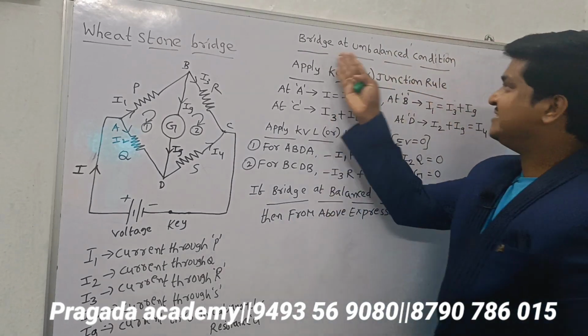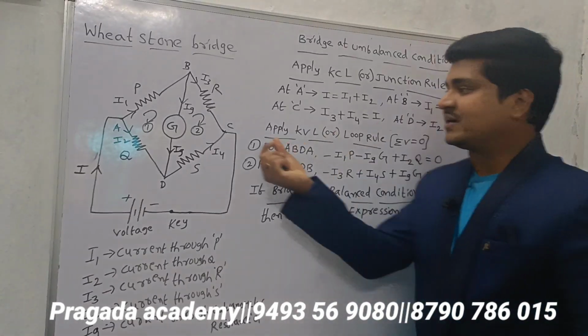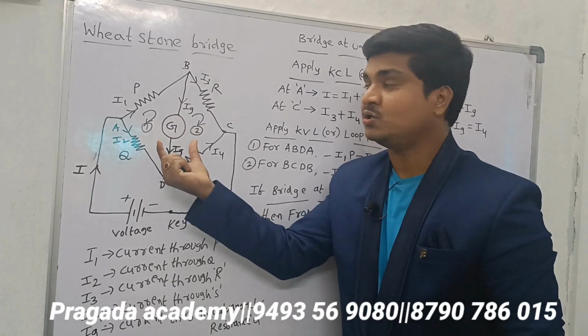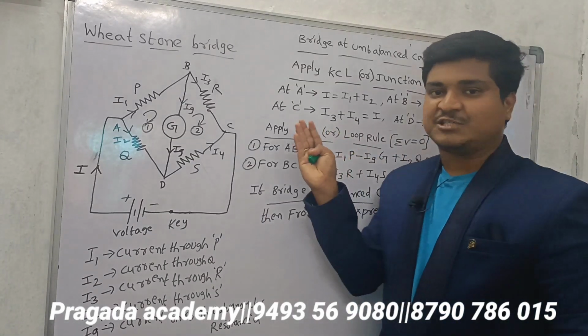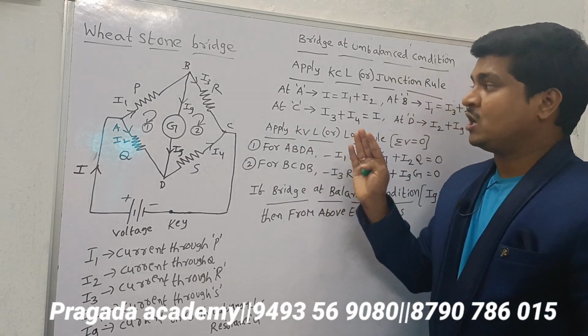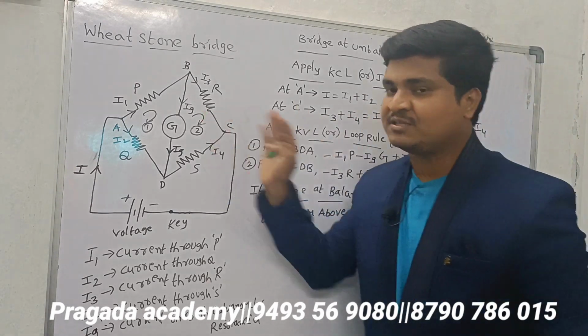See, the bridge at unbalanced condition, nothing but we need to consider the current through the galvanometer also. That condition is the unbalanced condition. In the previous video I explained about KCL and KVL. So how to apply KCL and KVL for the Wheatstone Bridge, I will explain.